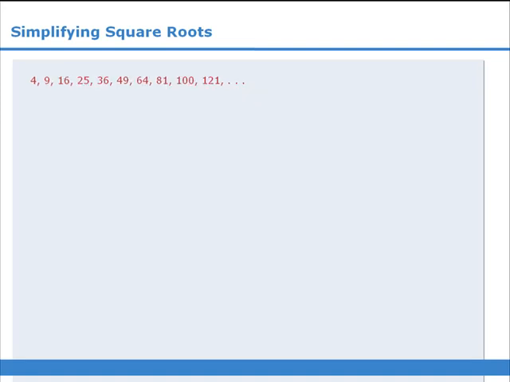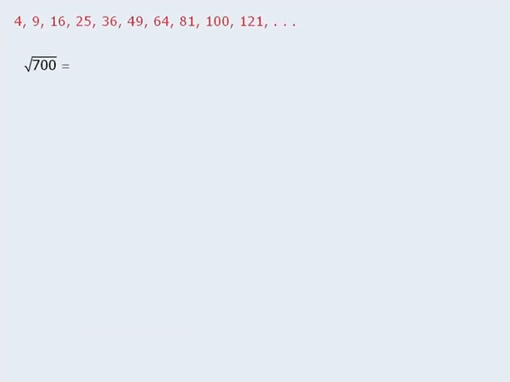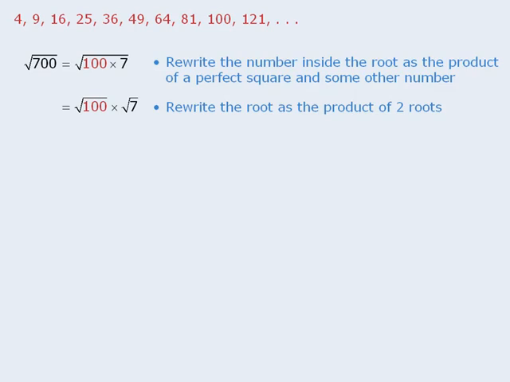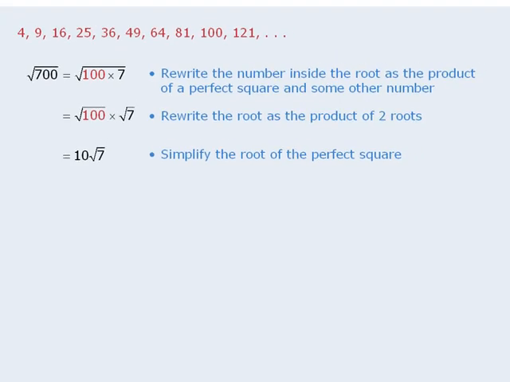Okay, let's summarize the primary technique for simplifying square roots using this example. Our first task is to rewrite the number as the product of a perfect square and some other number. So here we can rewrite 700 as 100 times 7. Next, we rewrite the root as the product of two roots as follows. Finally, we simplify the root of the perfect square. In this example, the square root of 100 is 10, and the square root of 7 cannot be simplified, so we leave that as it is.